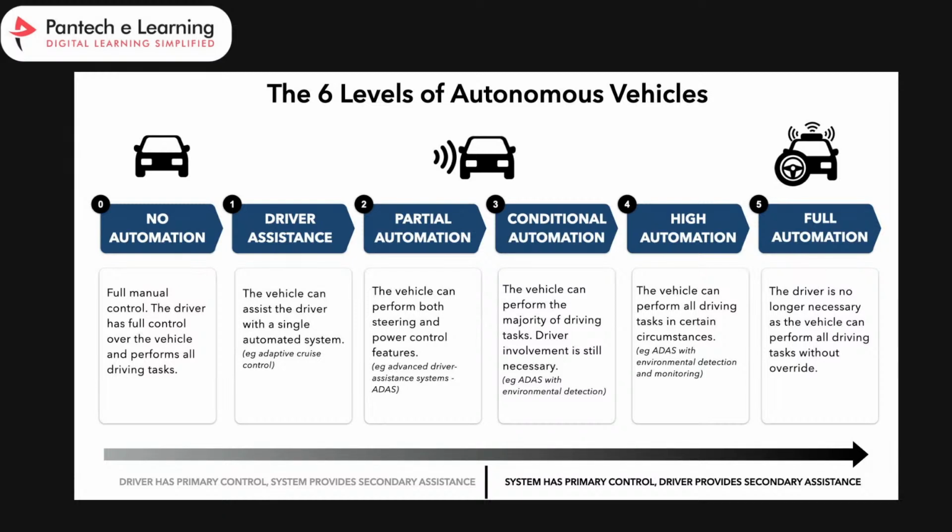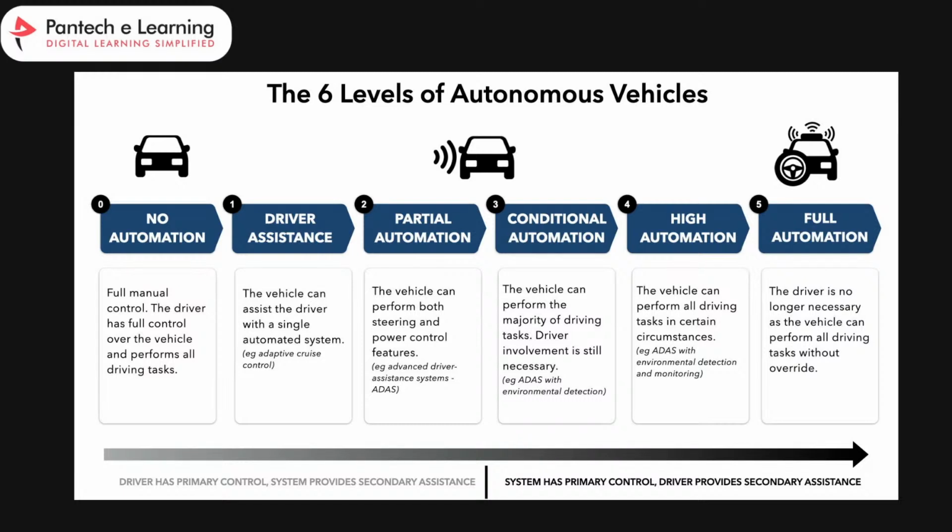And then stage 1, that is level 1. So here the driver is in control, with assistance from one automated feature such as adaptive cruise control or automated steering.